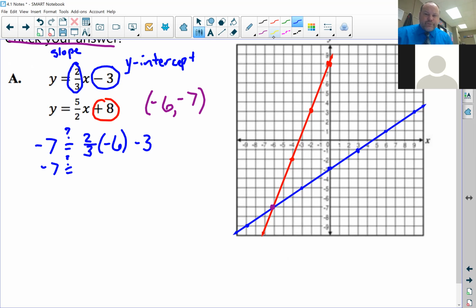You can either put it in the chat or shout it out. Yes, 2 times -6 is -12. Then I'm going to divide that by 3. So I have 2 times -6, which is -12, divided by 3. I'll help you out a little bit. It's going to be negative.